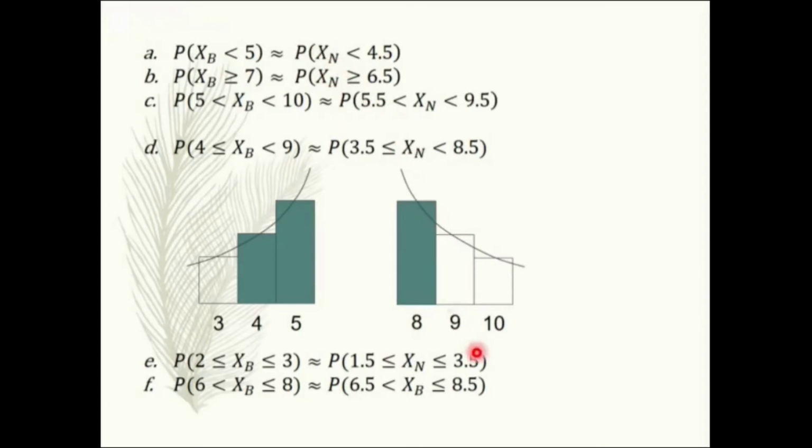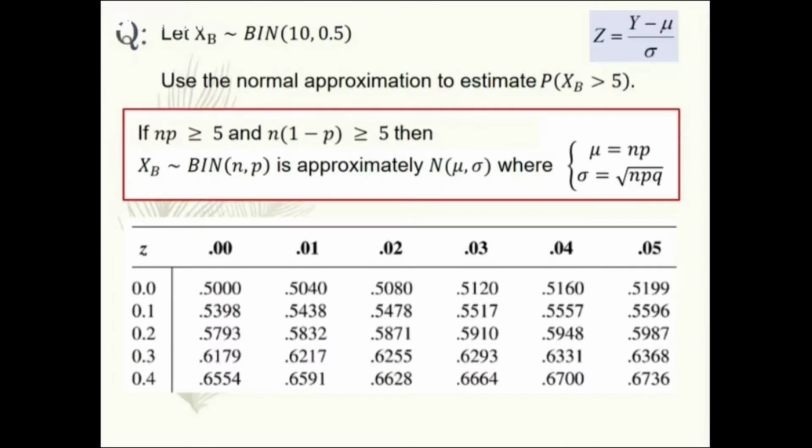Yeah, let's continue. Okay, so let's do an example now. So now we want to find a probability. So here it says use the normal approximation to estimate the probability that XB is greater than 5.